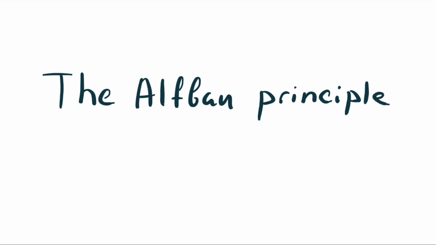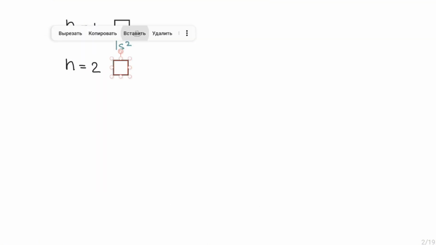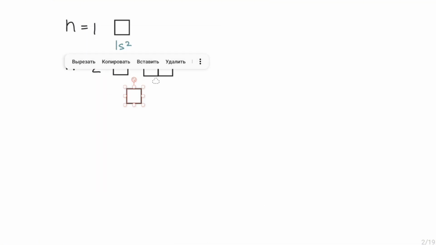Hi guys, so the Aufbau principle, also known as the building up principle, is a fundamental concept in chemistry that describes the order in which electrons fill the electron shells. This principle helps us understand the electron configuration of atoms, which is used to determine their chemical properties.